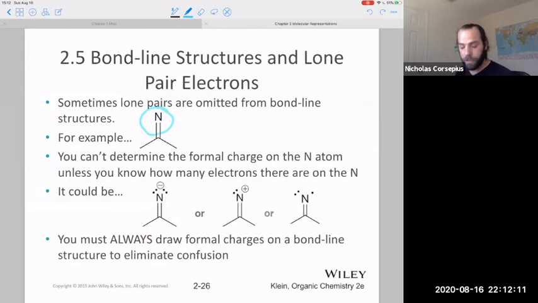I will say though, for this one, nitrogen never breaks its octet rules, so these structures right here don't really make a ton of sense. It would definitely be this one. But nonetheless, if you don't draw a formal charge on a structure that has one, in my class, it's going to be wrong, right? Keeping track of charges is a really important skill.